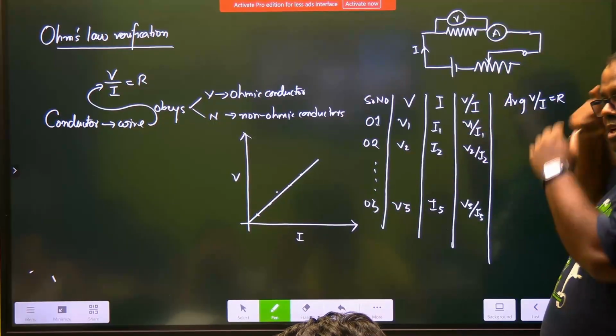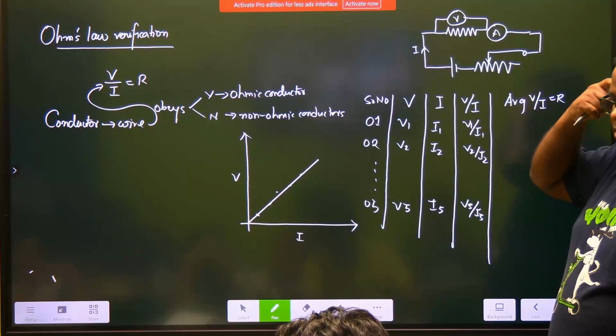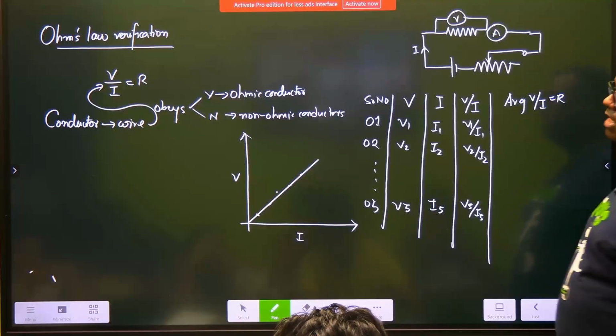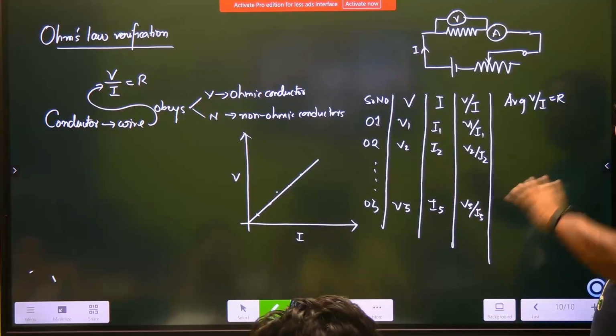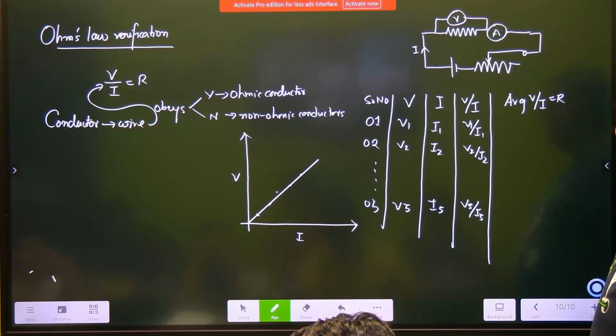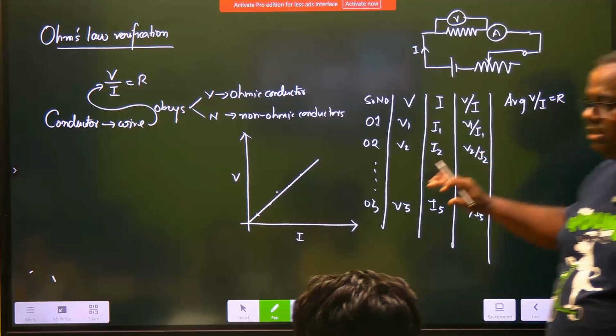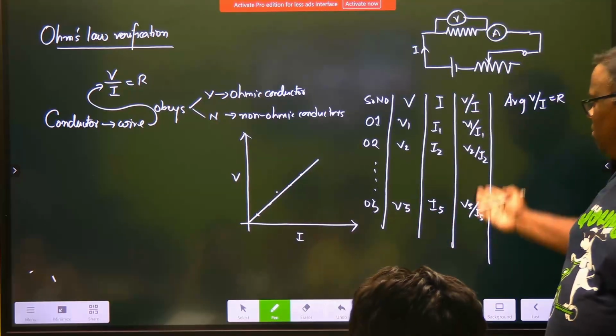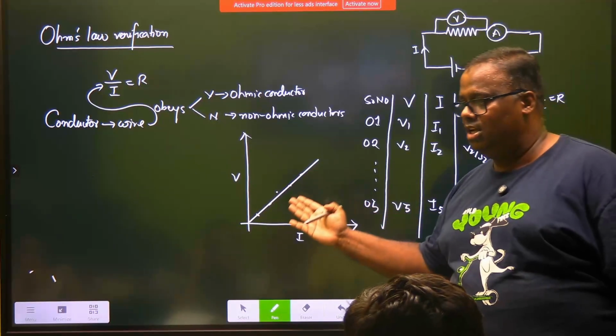This is the experimental setup of Ohm's law. Did you understand? If there is anyone who has not understood the experimental setup of Ohm's law, then you can do it at the lab. Any question, don't hesitate. Okay? So if it is an ohmic conductor, we just get these readings and plot them. If you are getting a straight line.